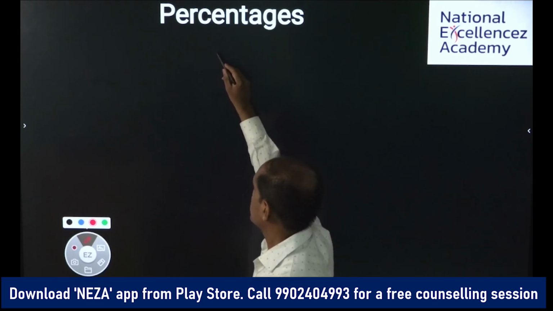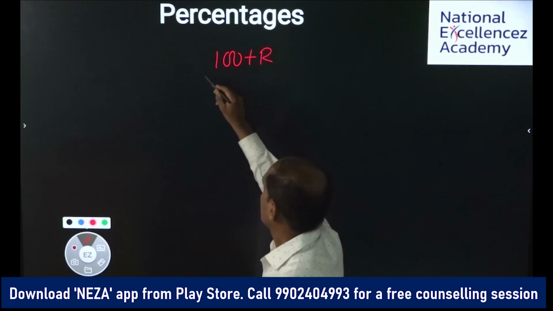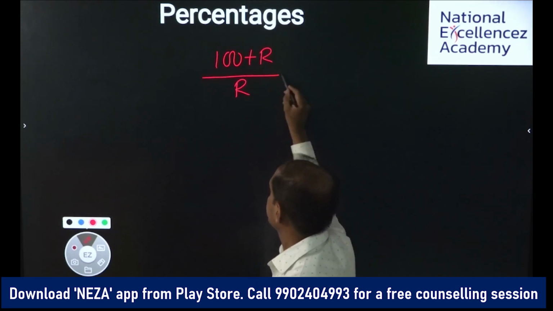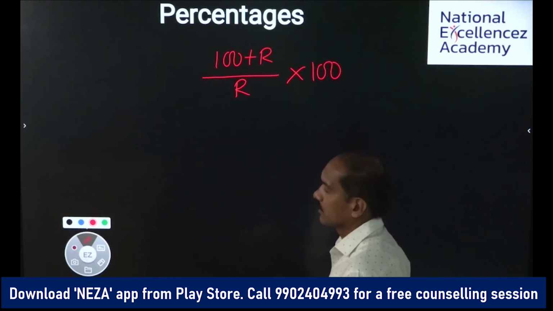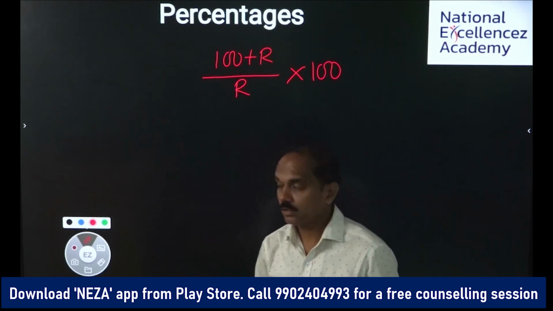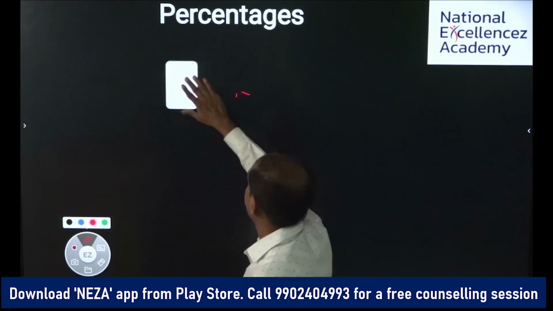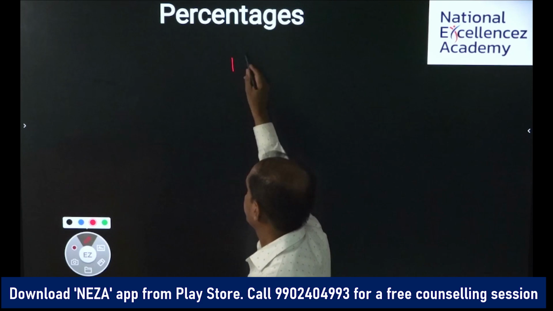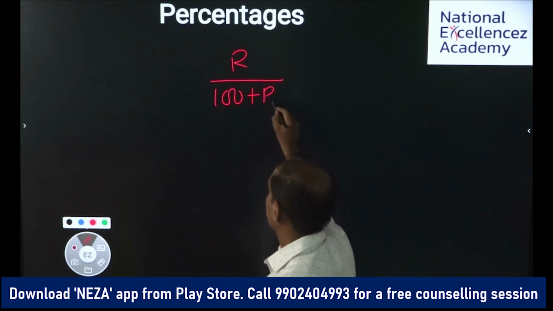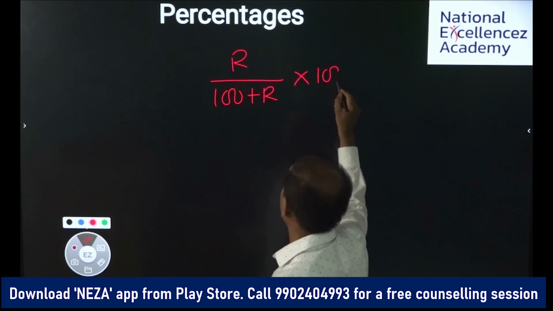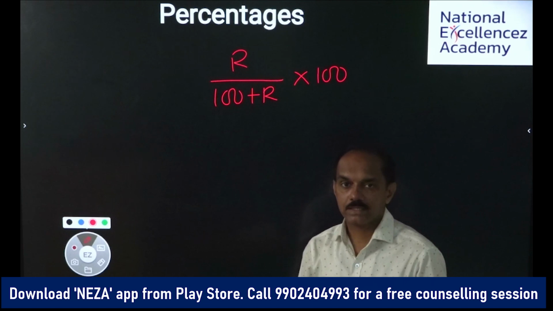There you can use this formula: R upon 100 plus R, into 100. Okay. Here R is the price hike.